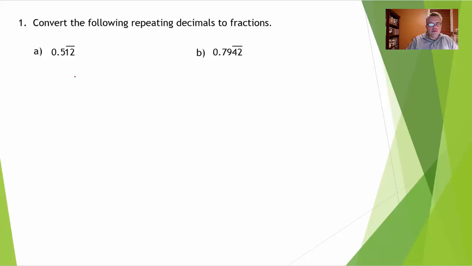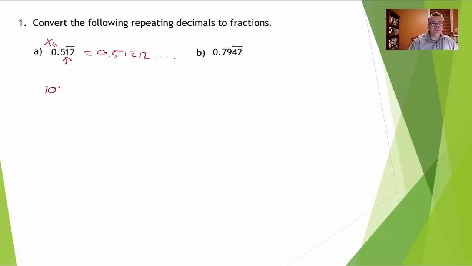So right here we have 0.512 repeating. This would be equal to 0.51212, etc. That's what the dots mean. The pattern 1 2 1 2 1 2 keeps going. The secret is to multiply this by a power of 10 to move the decimal place to where the pattern begins. I'm going to let x equal the number we're trying to find. So x equals 0.512. I want to find a fraction for x.